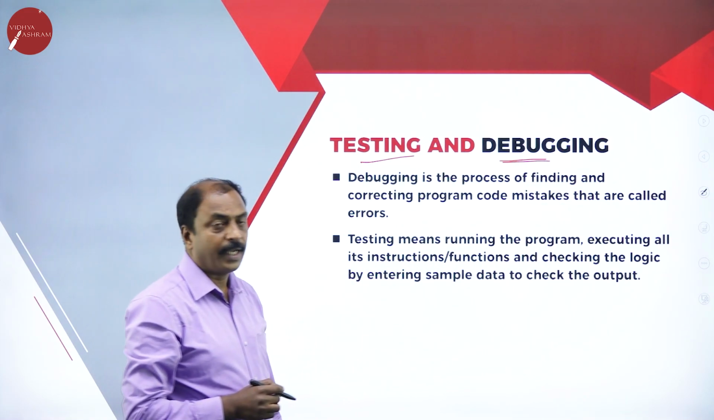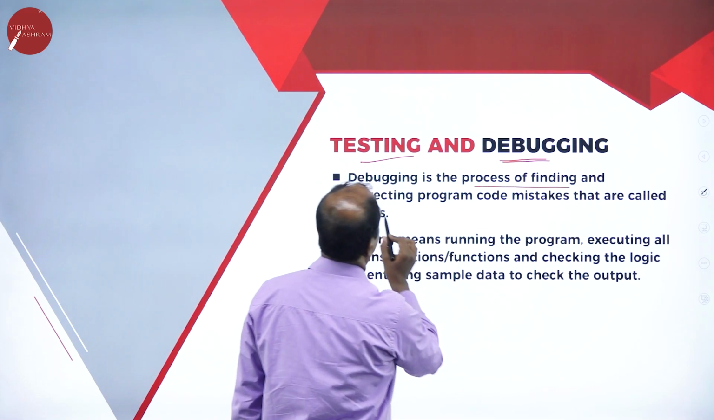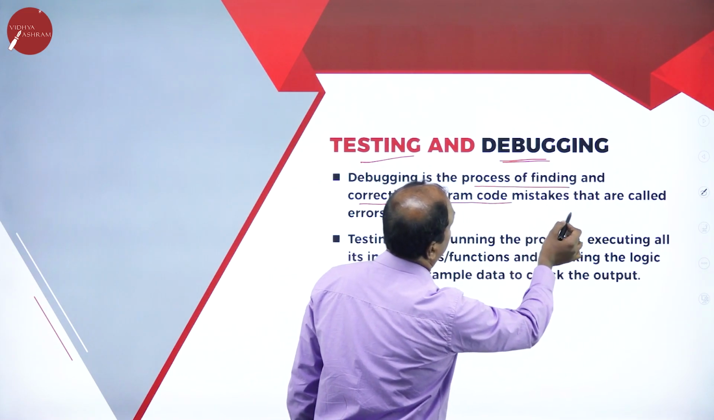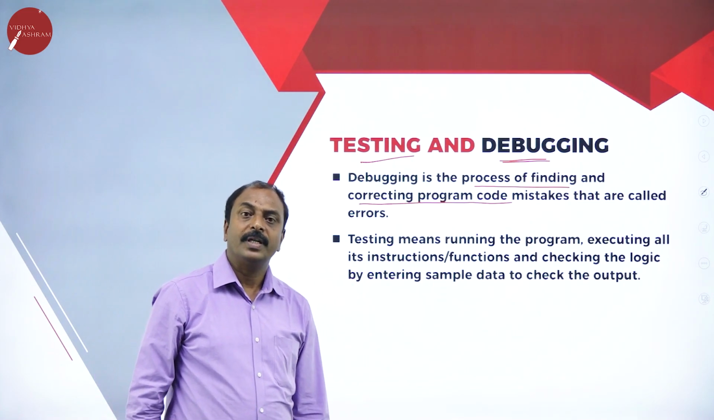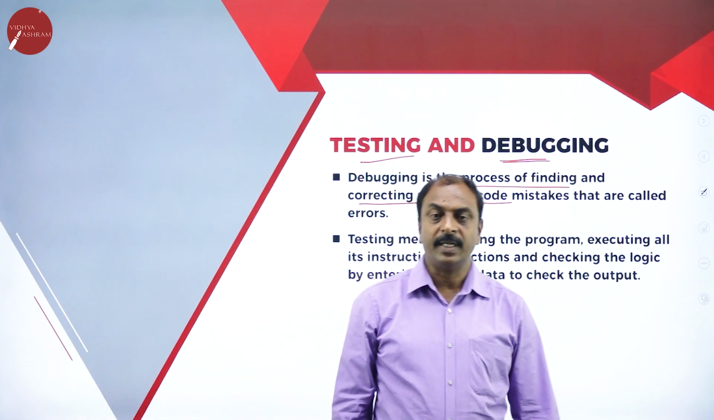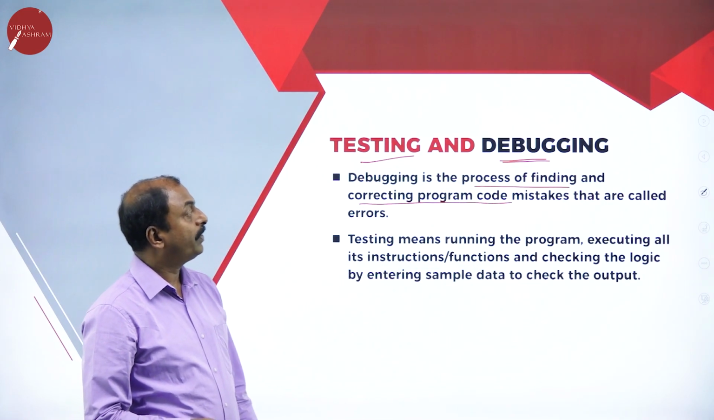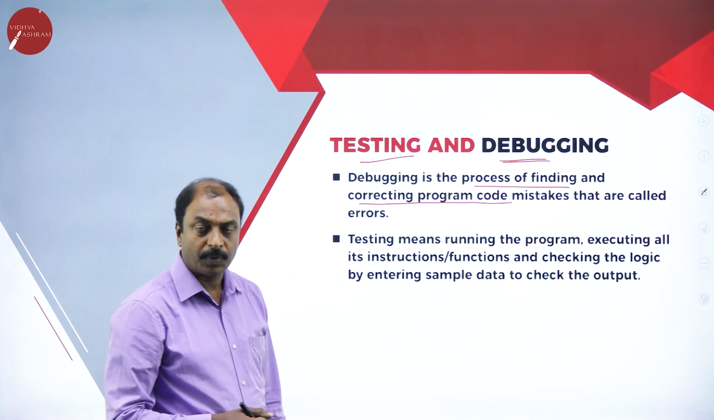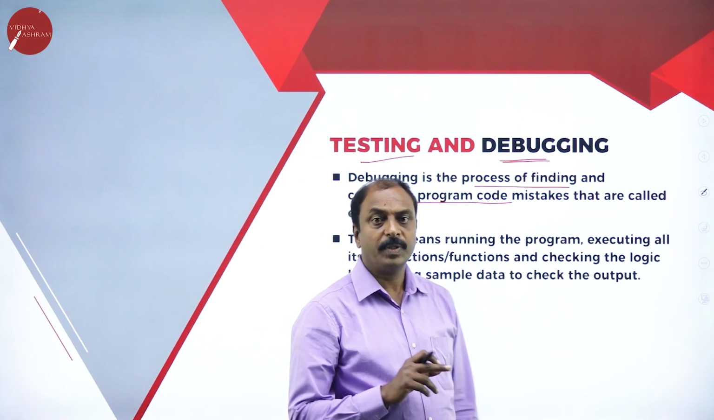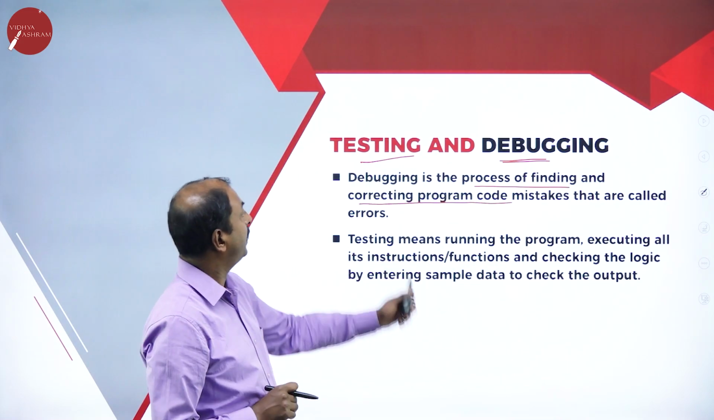So what is debugging? Debugging is nothing but the process of finding and correcting the program code mistakes, which are called errors. In other words, debugging is correcting the errors in our program. First of all, we have to find out where the errors are in our program, and those errors have to be rectified. That is nothing but debugging.